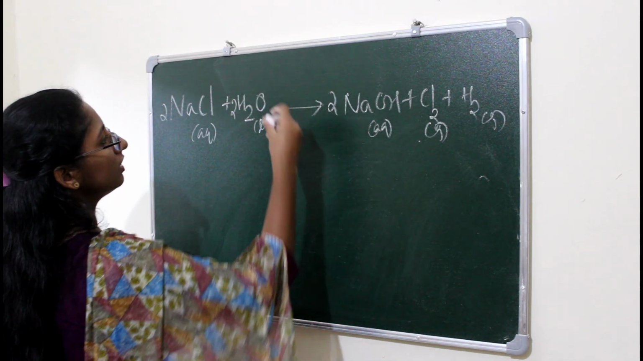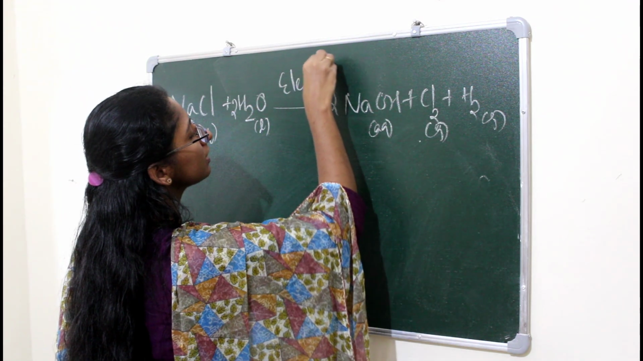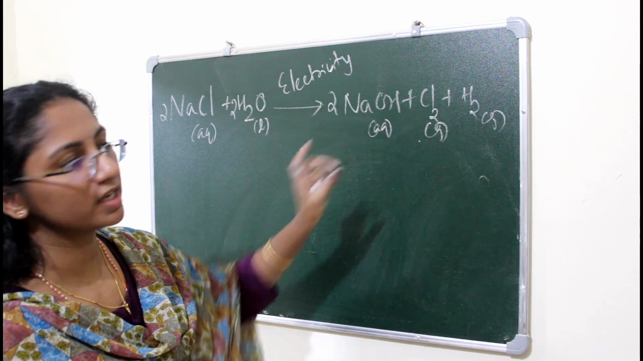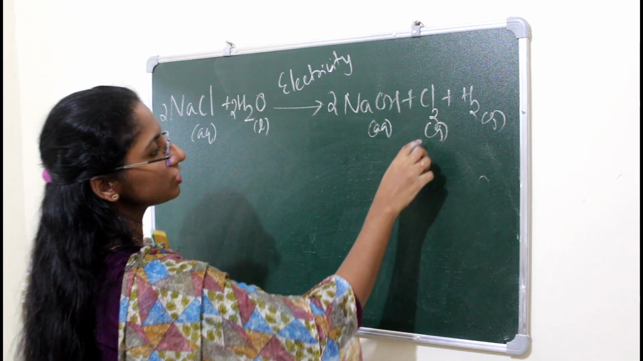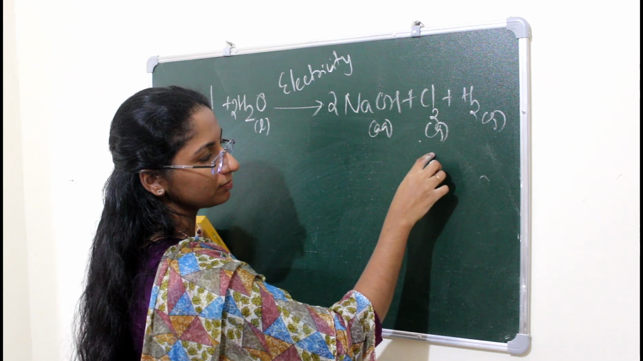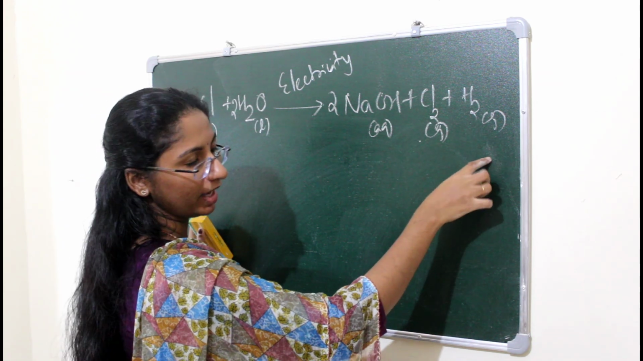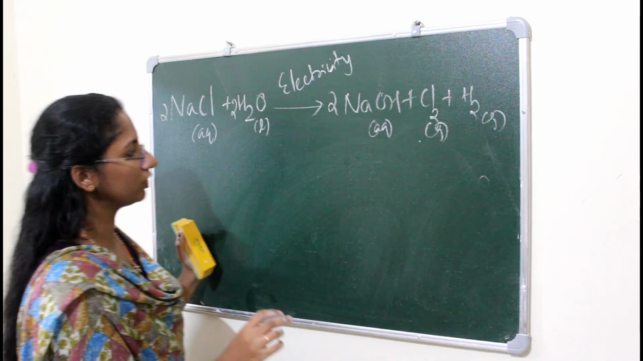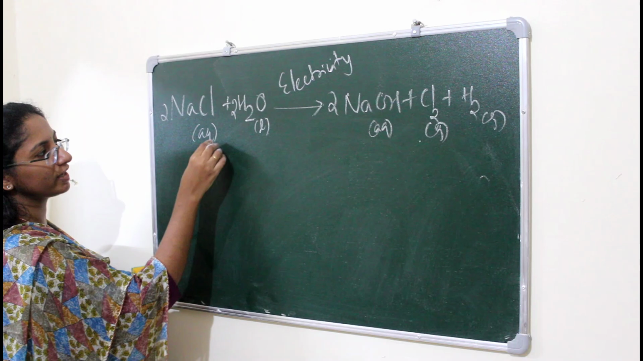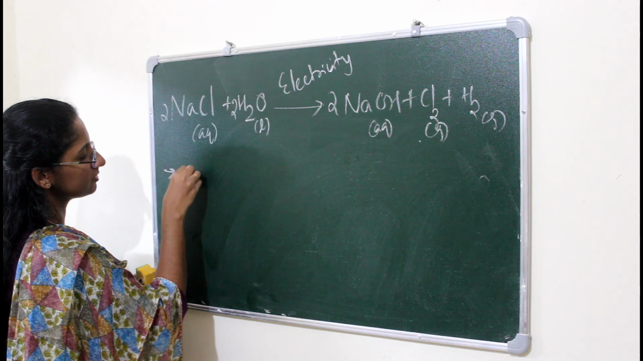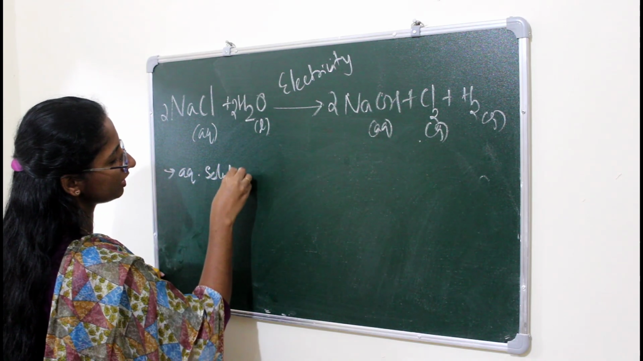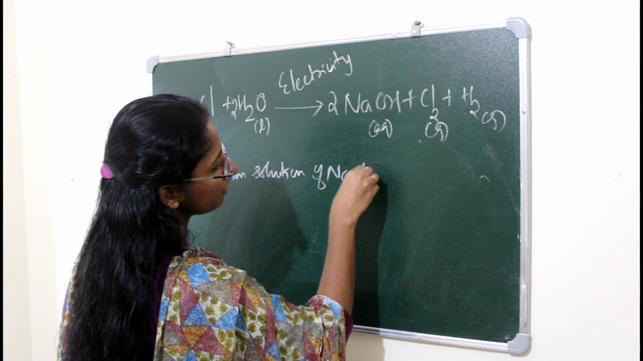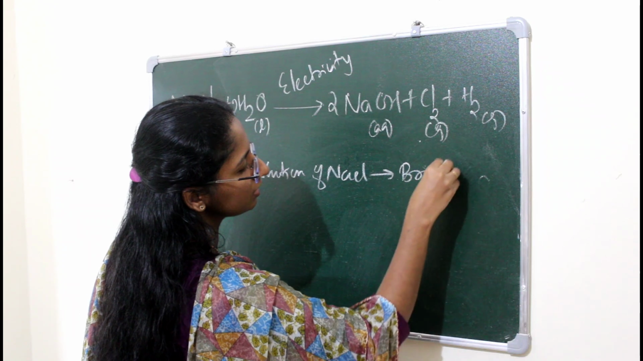Electricity through this one, then we will get sodium hydroxide, chlorine and hydrogen. This chlorine is deposited from the anode and hydrogen is from the cathode, along with sodium hydroxide which is produced nearby the cathode. The aqueous solution of NaCl we can call a brine solution.